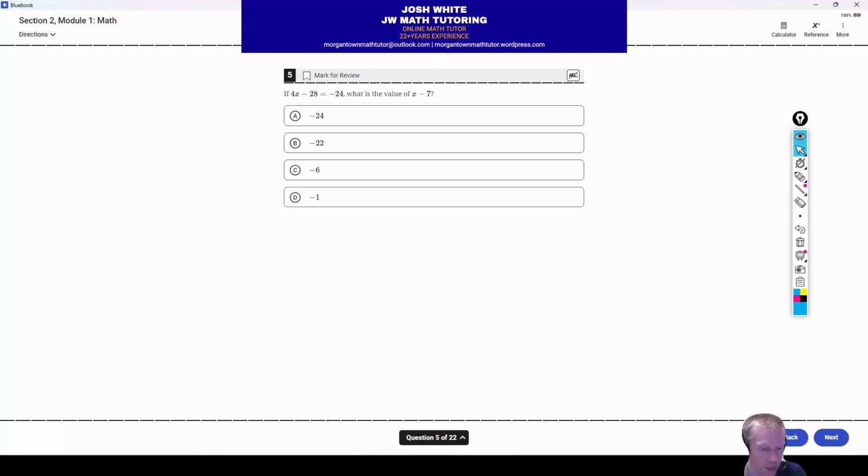Next up, here you have an equation, and they want to know what x minus 7 is. So the way they're intending for you to solve this is to just factor the 4 out on the left side, because if you do that, you're left with x minus 7, and then you can just divide by 4, and you would get x minus 7 equals negative 6. So you would get the correct answer of C.